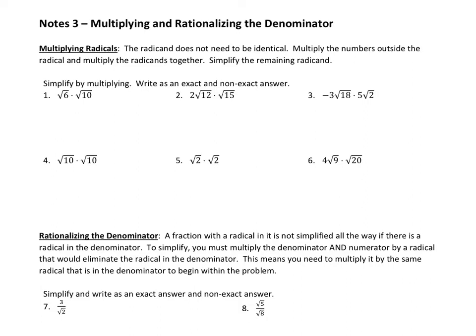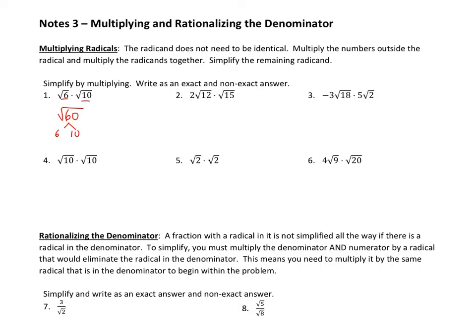What you have to remember is that the radicand does not need to be the identical number to begin with. Remember, the radicand is the number inside the square root. So here's the 6 and this one is the 10. We need to multiply the numbers outside together and multiply the numbers inside the radical together, and then we can simplify that answer. Here we just have two numbers inside, so we multiply them together and get 60, and now we just need to simplify it like we did originally.